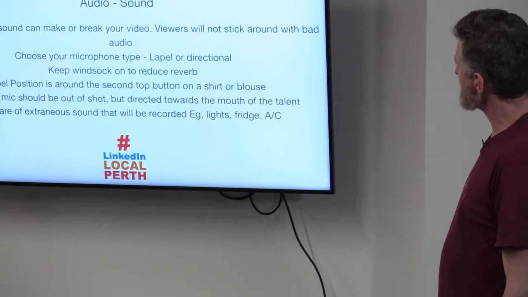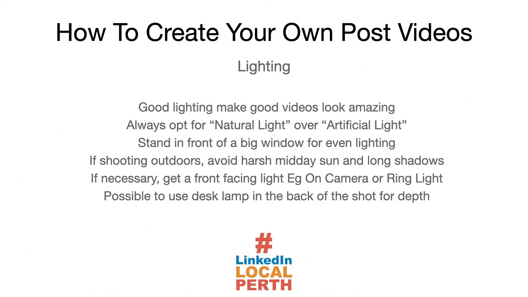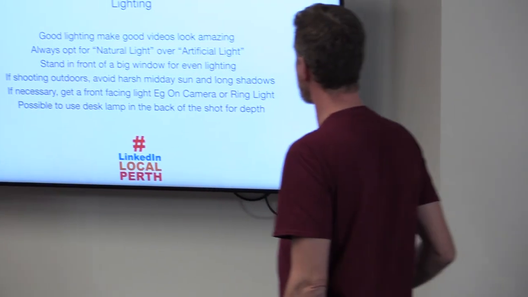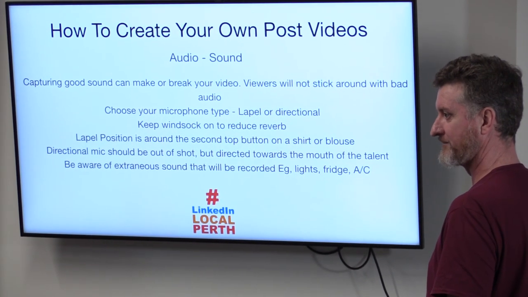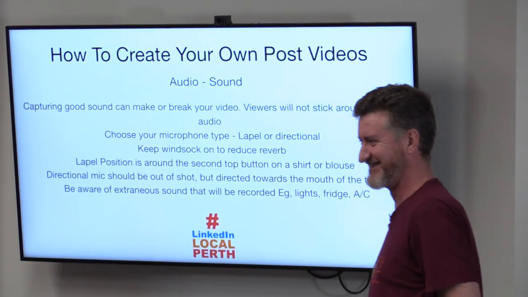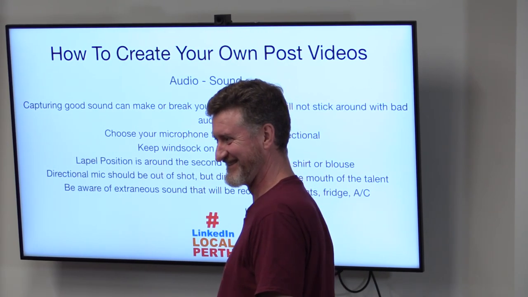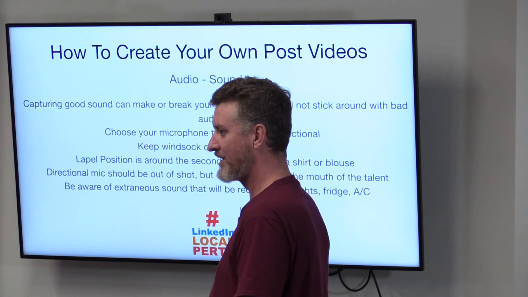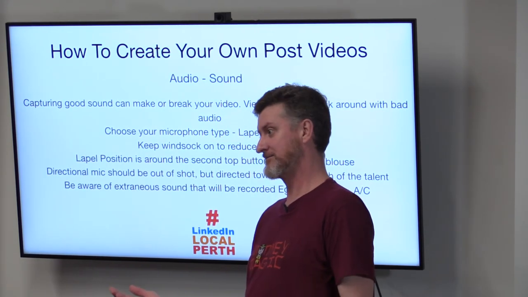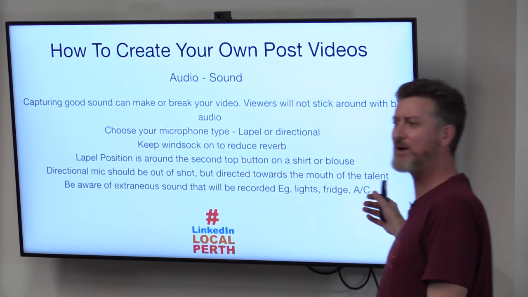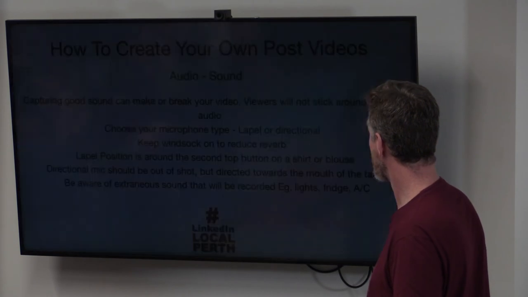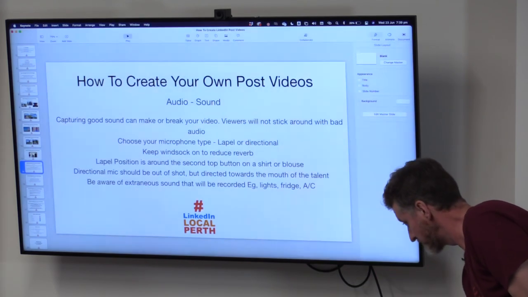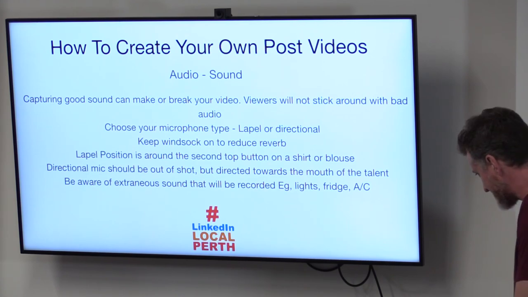Okay, we're getting near the end. All right, lighting. It says that directional light should be out of shot but directed towards the mouth of the talent. Do you know what it means, though? Well, you're not going to aim it at the belly button, are you? The talent. Oh, I'm being polite. I could have said you. Give yourself credit. It's very good, Rich. Be nice.